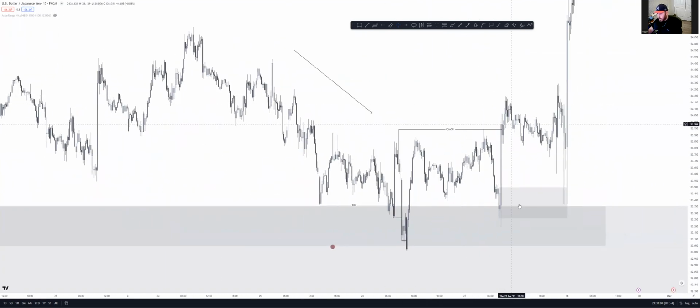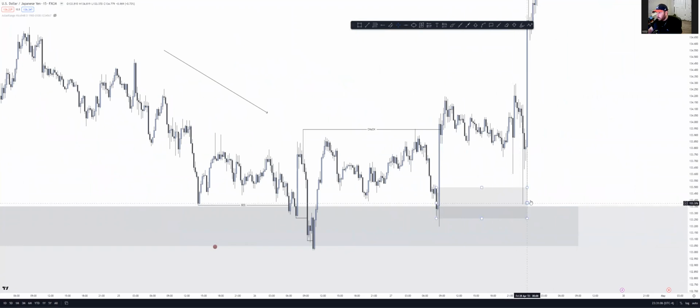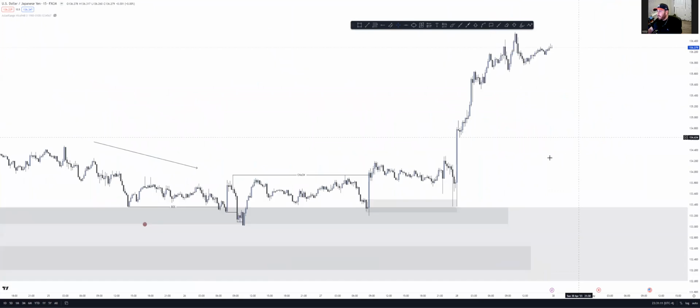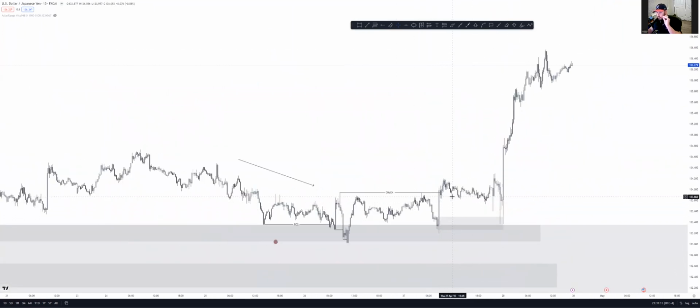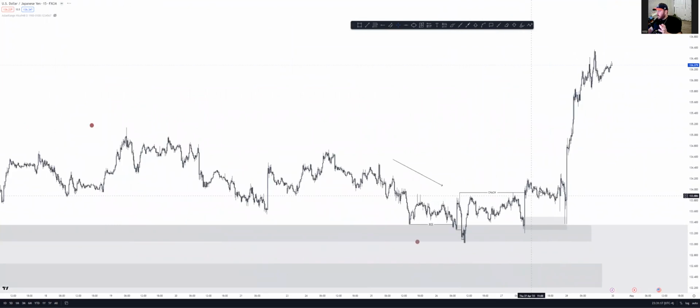And look how precise price is. It literally tapped right back in, shot up. This trade, I was so close to taking it, and my stupid ass didn't put a buy limit, and I completely missed out on it. But this would have been one of the few trades that I would have taken this week, because I was literally waiting for this whole setup.